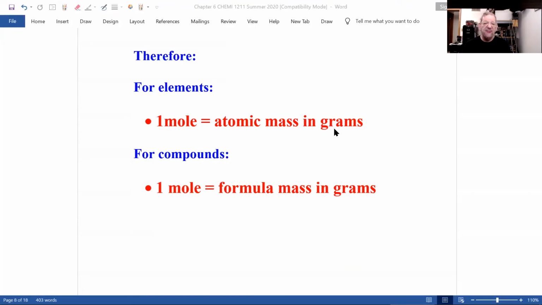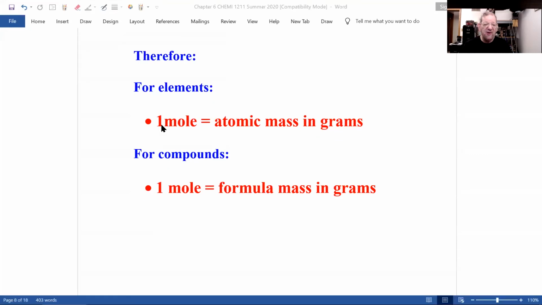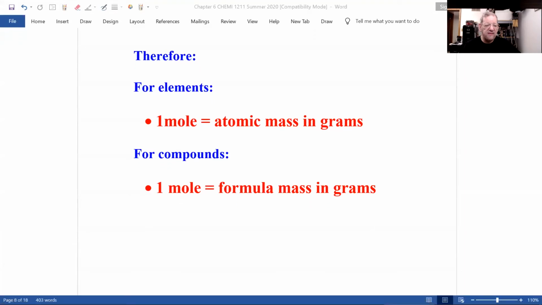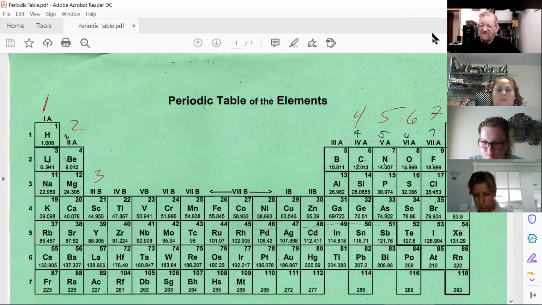So if we look at gold, let's take a look. Do I still have my periodic table? I closed it. Let me open it again. All right, everybody see the periodic table?